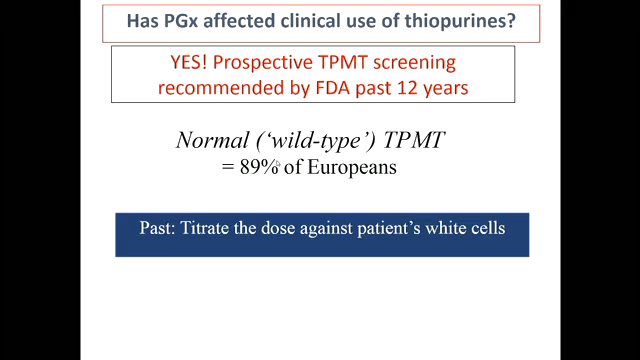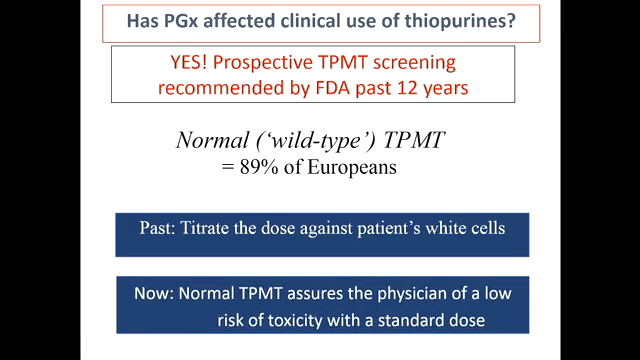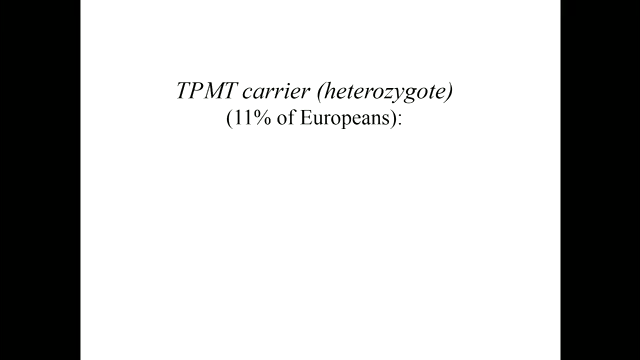If they're normal, which is about 89% of Europeans, because 11% are abnormal, then you can just give them a normal dose, and they check the white cells. That's what they used to do in the past, but now they still do the same, but it assures the physician of a low risk of toxicity. So your patient's unlikely to suddenly die on you, like I saw happen.